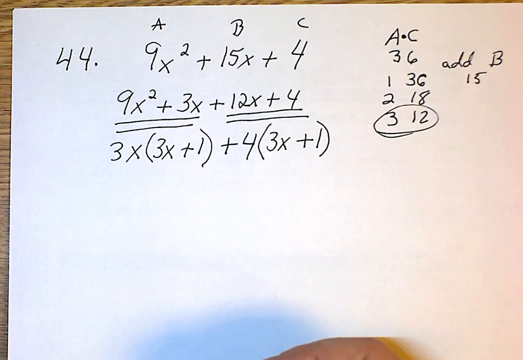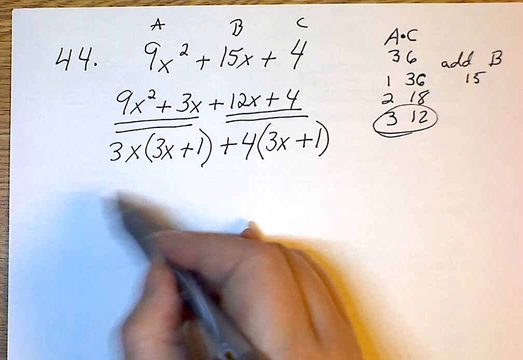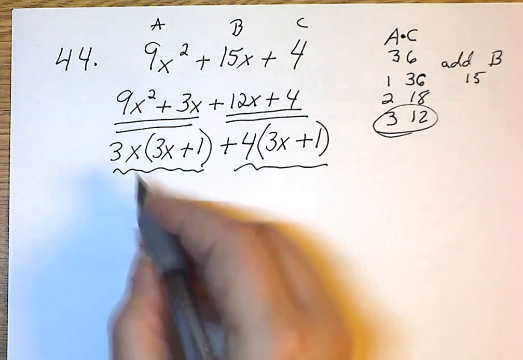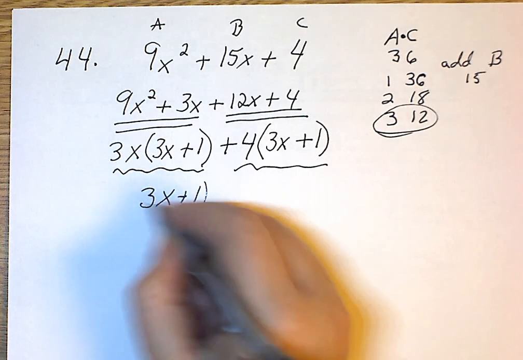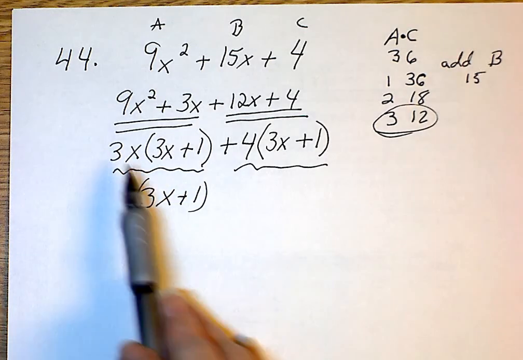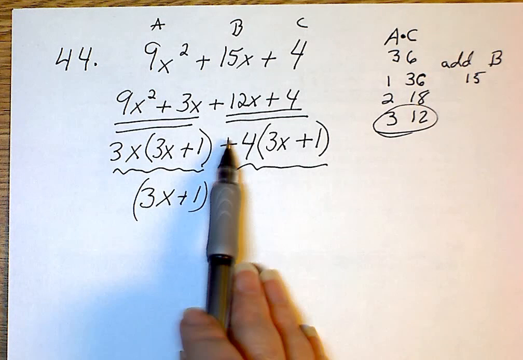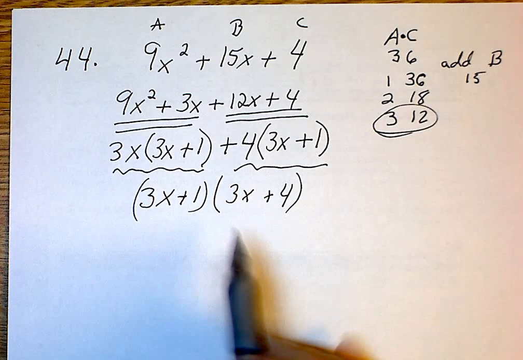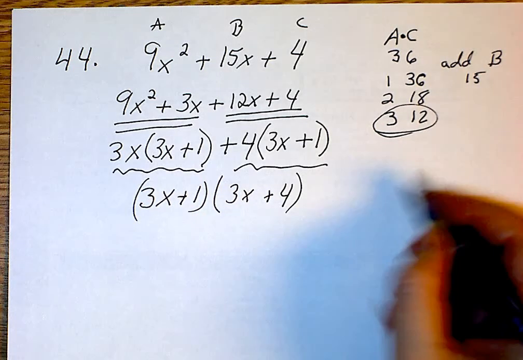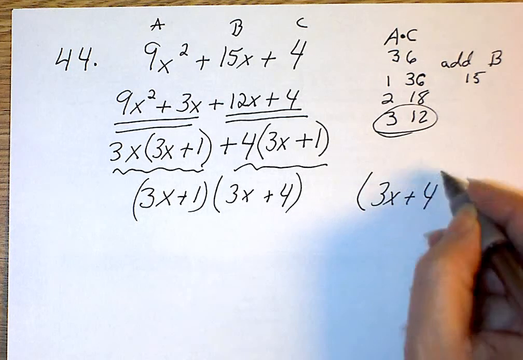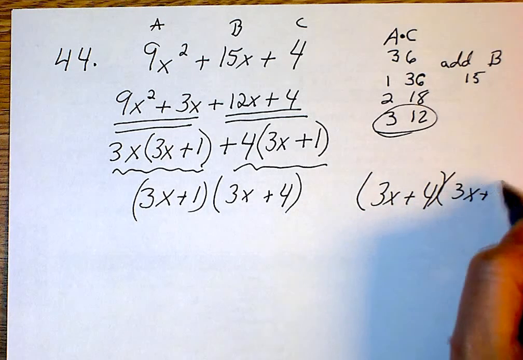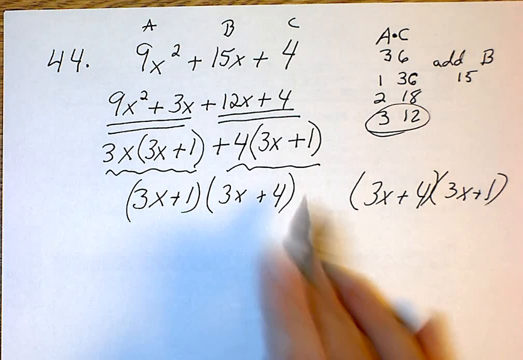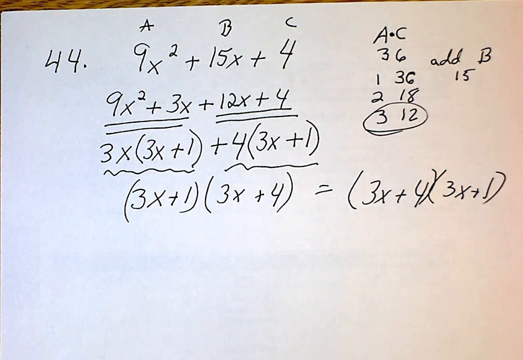What's my final thing? Looking at what's in common here and here. So 3x plus 1 is both. And then what's left? 3x plus 4. Now, remember that 3x plus 4, if you had it like this, it's the same exact thing. Because it's commutative, so this and this is the exact same thing, so it doesn't matter which one you write first, because these are equal, it's just written differently.